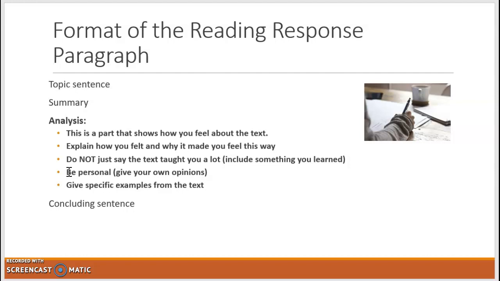This is the main reason why you're writing it, right? So give your own opinion in this part of the reading response. And use some examples from the text, right? If you say that you started feeling this way, what exactly from the text made you feel that way?